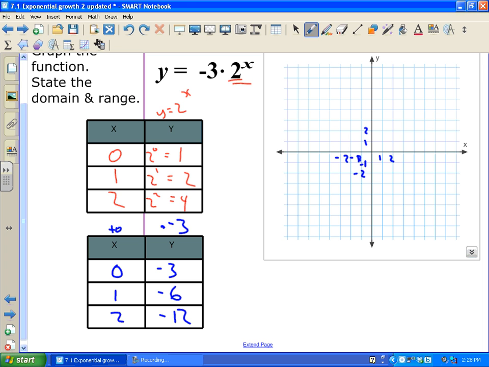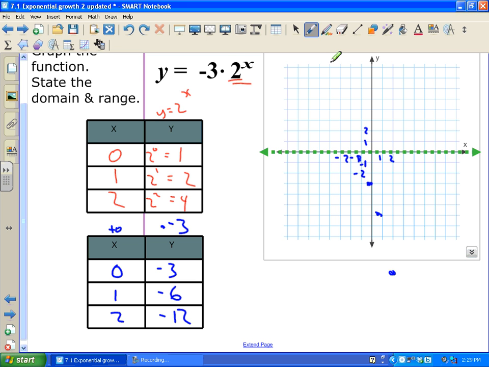So I got the coordinate 0, -3. I've got the coordinate 1, -6. And then I've got the coordinate 2, -12, which is pretty much off my graph, like down here. Okay? Once again, I want to explain, no shift for the y's. There's no shift for the y's. So my asymptote is still at 0.